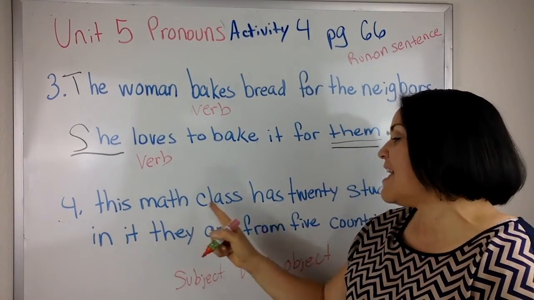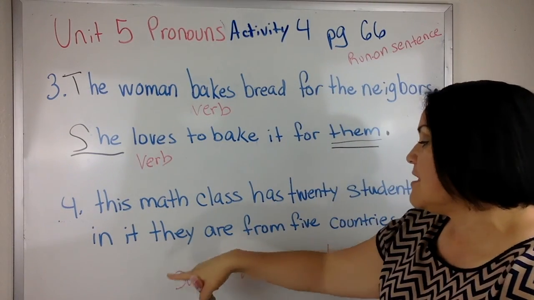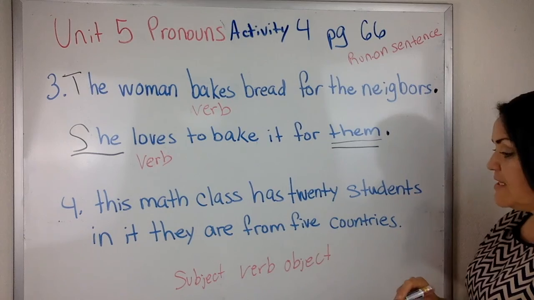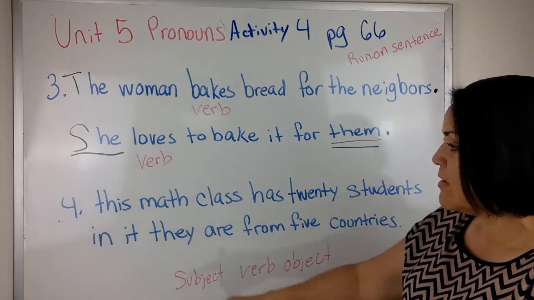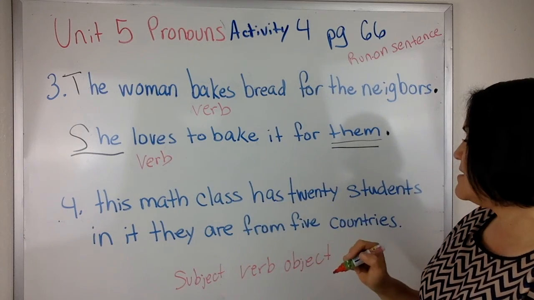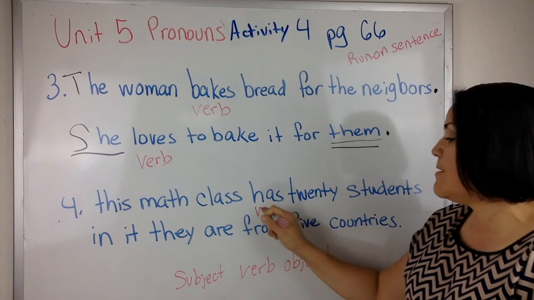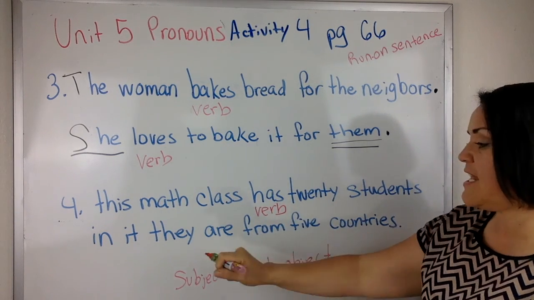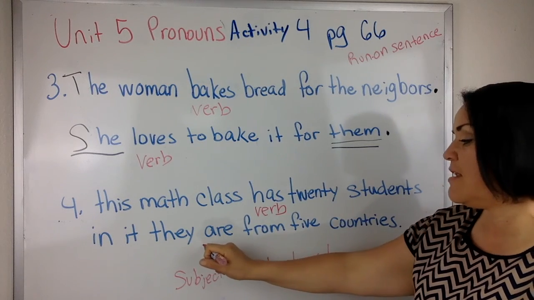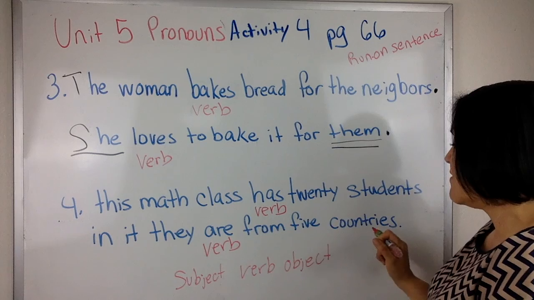So now we're going to look for my favorite thing, the verb. So this math class has 20 students in it. They are from 5 countries. Where is the verb? This math class has, this is past tense, so this is the verb. 20 students in it. They are another verb from 5 countries.